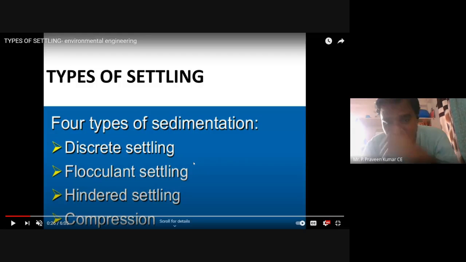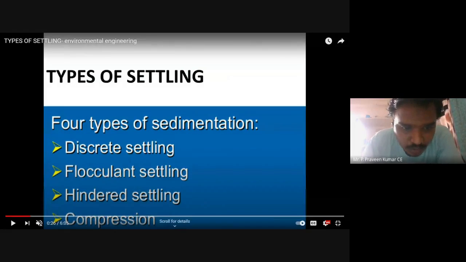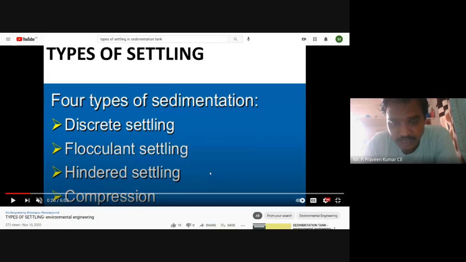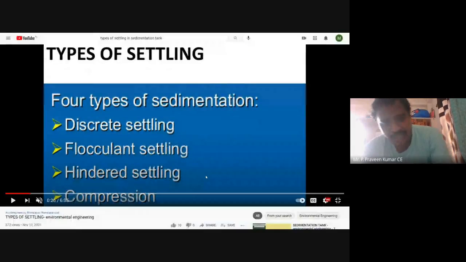Here the solid concentration is very high compared to the remaining 2 types, that is type 1 and type 2, and this completely forms into a zone. Okay, those particles will settle at the bottom of the tank.